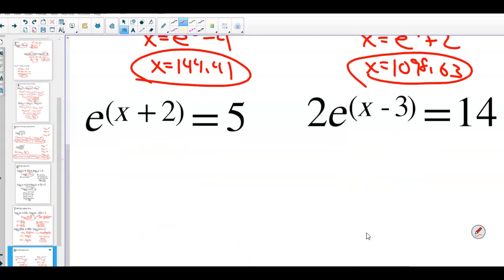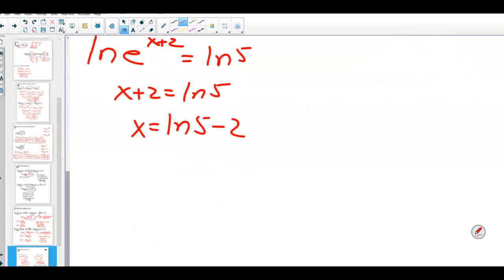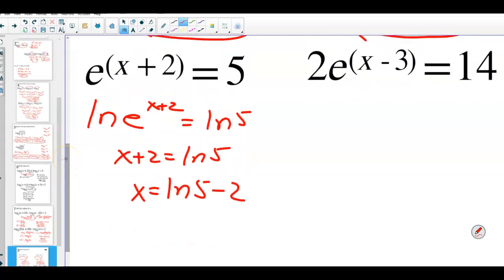E on the left side is alone, so I can go right to ln. ln of e to the x plus 2 equals ln 5. And when you take the natural log of e, you just get left with the exponent. And x equals the natural log of 5 minus 2. And once again, that comes down to just typing it into your calculator. Natural log 5, I subtract 2, and my answer is going to be x equals negative 0.39.